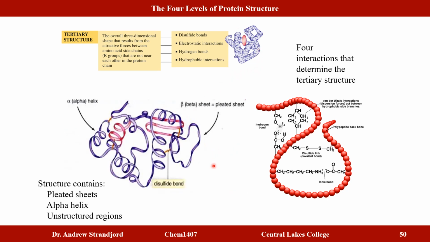If we look at this, typically there are regions within a molecule that contain alpha helixes. I can also find sections that have beta pleated sheets, and I could have unstructured regions. Those are all held together in a three-dimensional geometry by these four different forces from the R groups, the side chain groups on the amino acids.